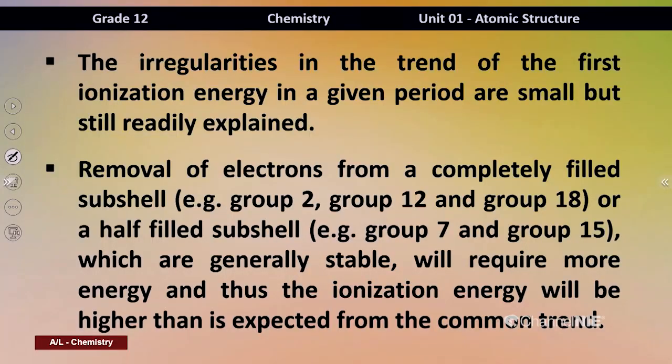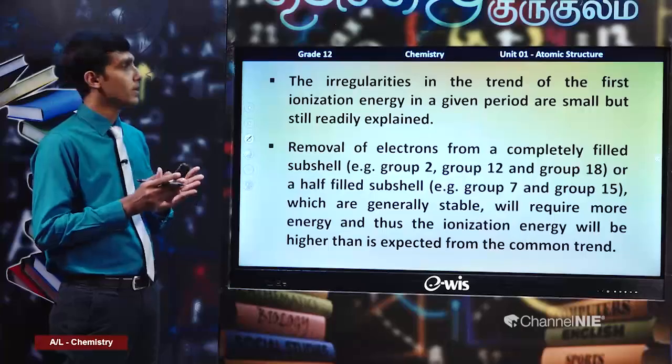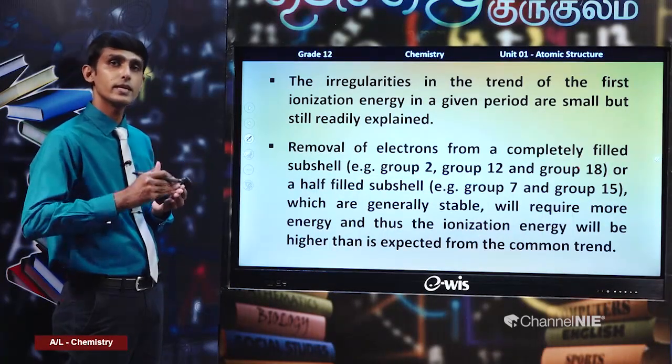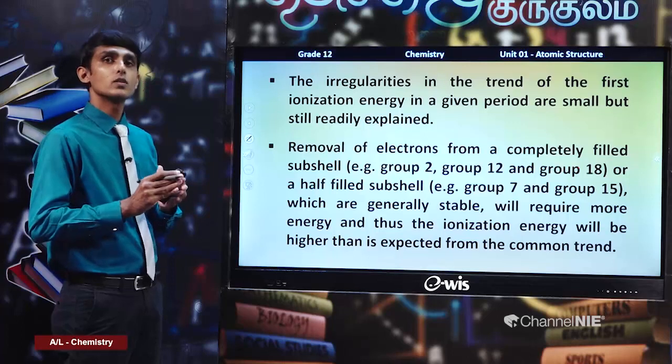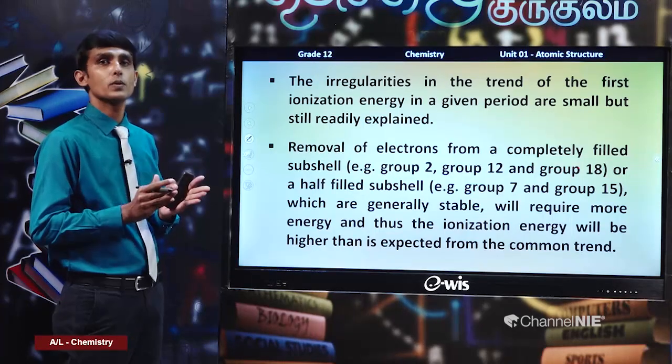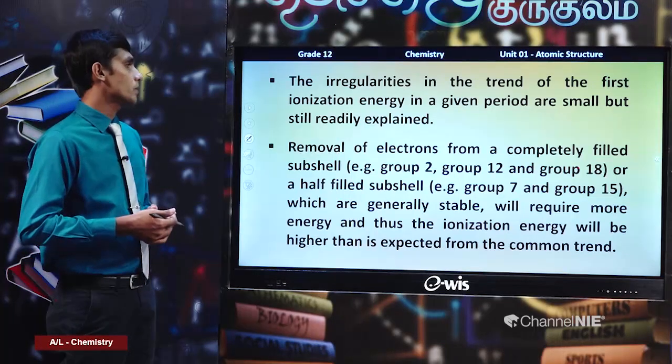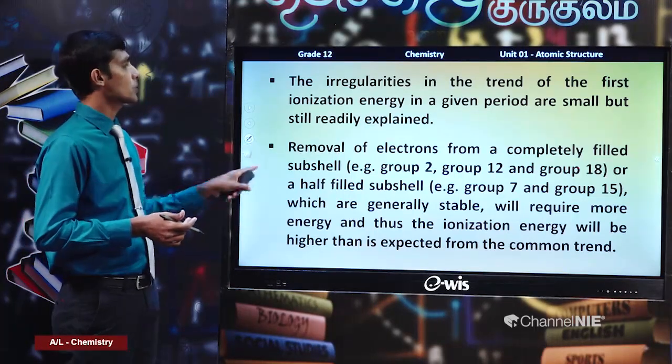The irregularities in the trend of the first ionization energy in a given period are small, but still readily explained. We can explain them very clearly. There are some irregularities, that means we do not get a very steady increase. A very steady increment cannot be expected. Those irregularities can be explained clearly. Removal of electrons from a completely filled subshell.